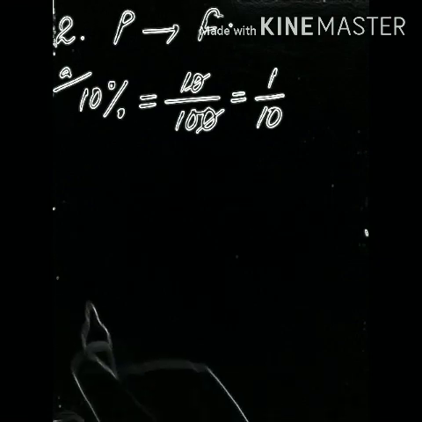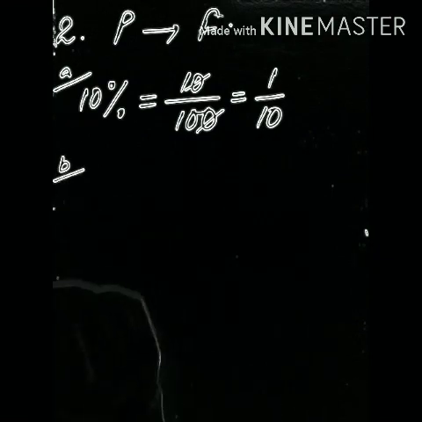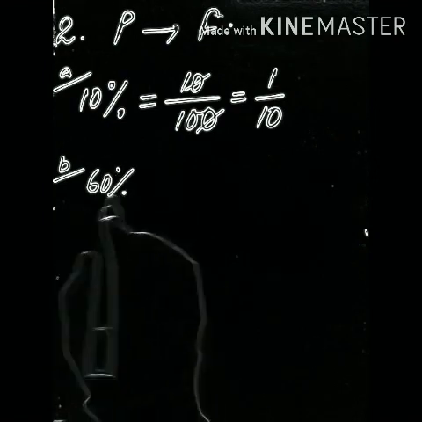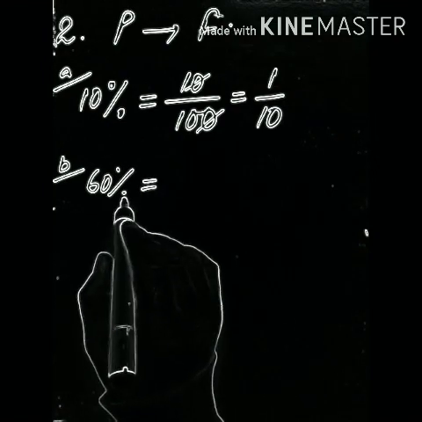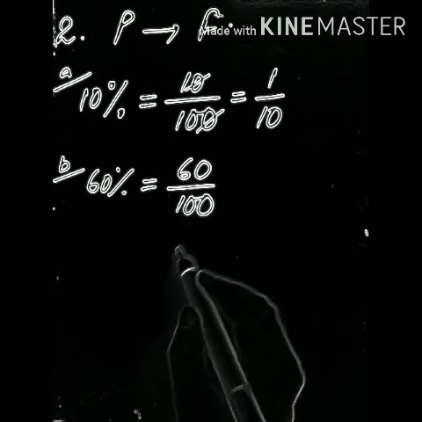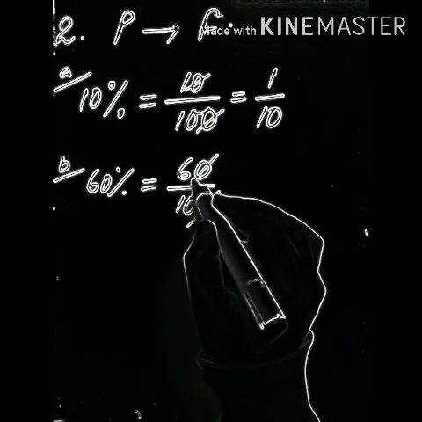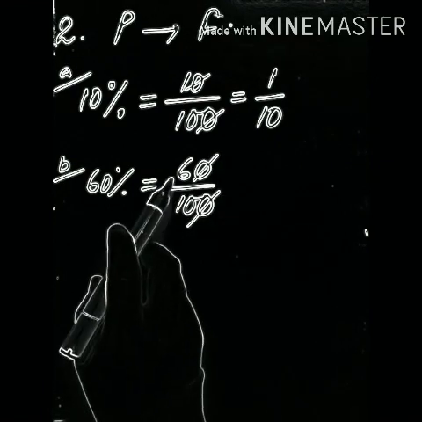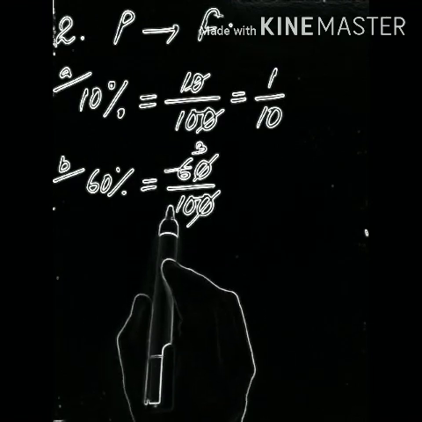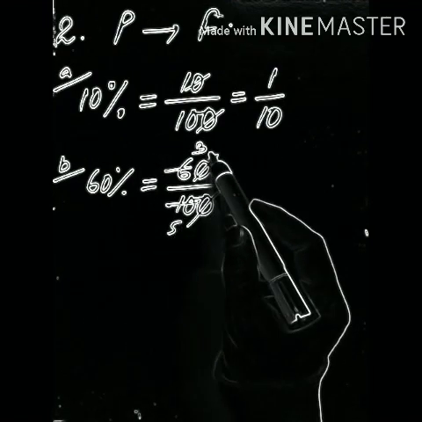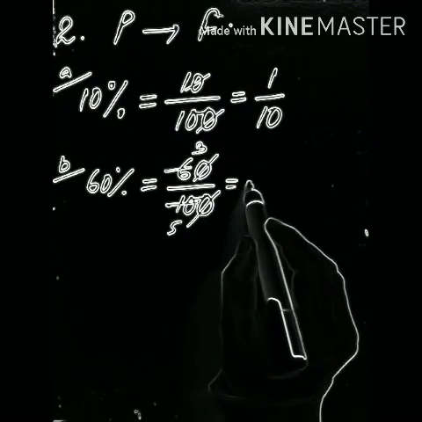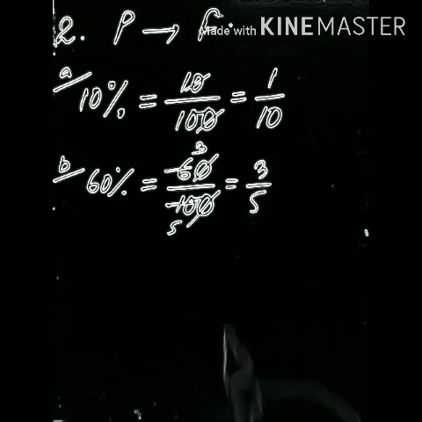Similarly, we are going to do question B. In question B, they give 60%. So 60% can be written as 60 divided by 100. This 0 is cancelled, so now we have 6 by 10. 2, 3, 6. 2, 5, 10. So 3 and 5 have no common factor except 1. That means you'll just write 3 divided by 5.